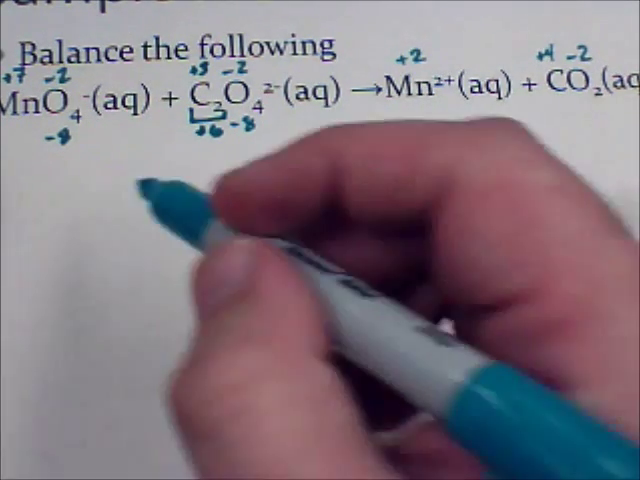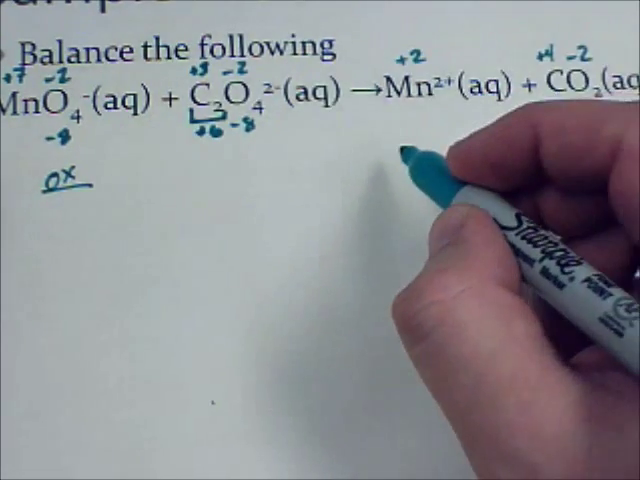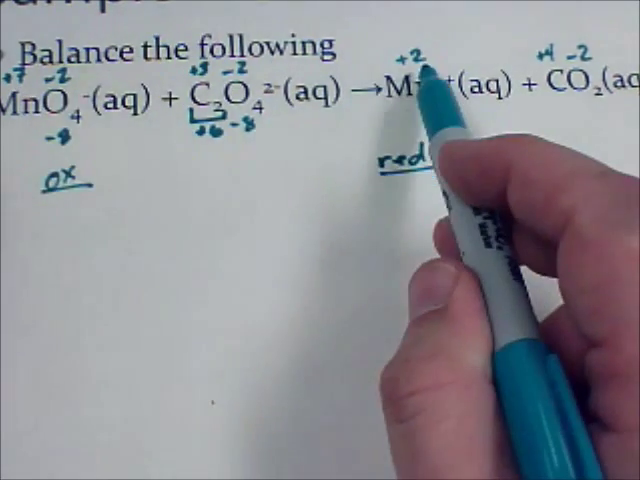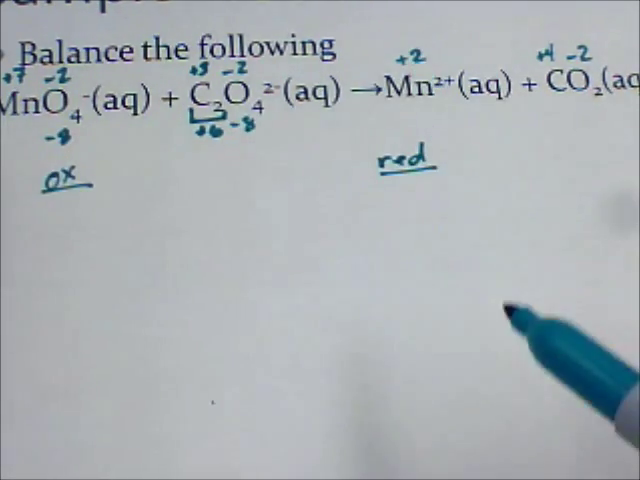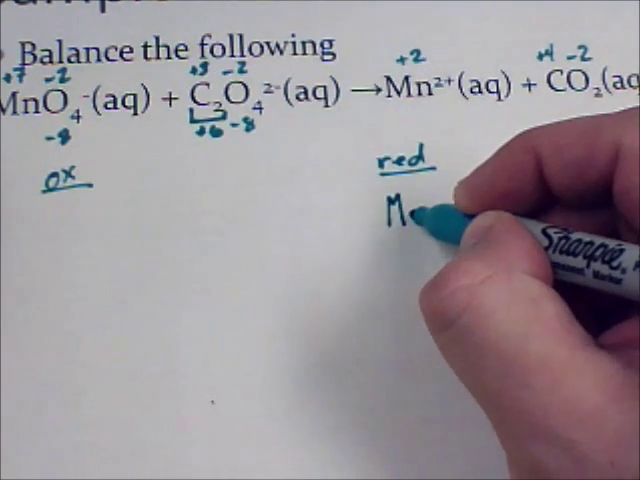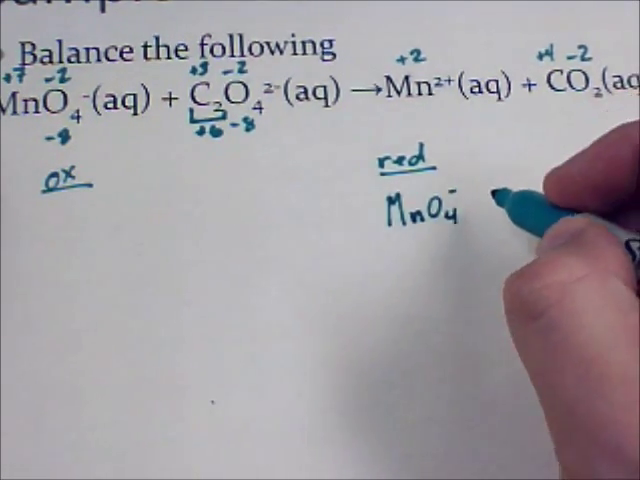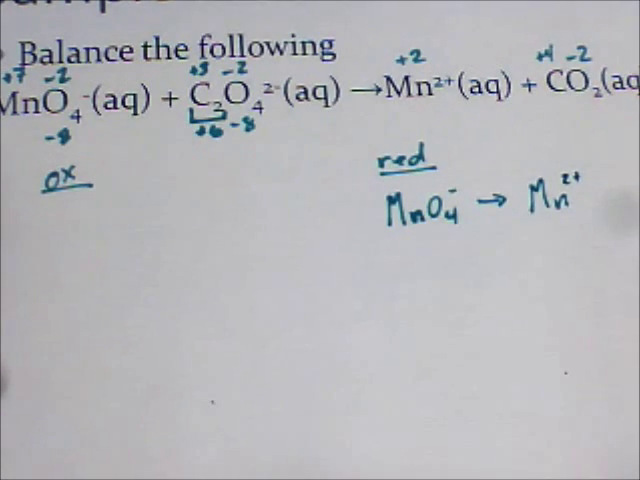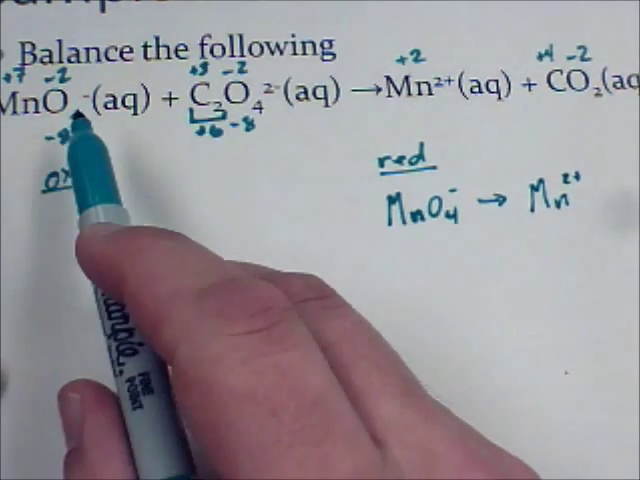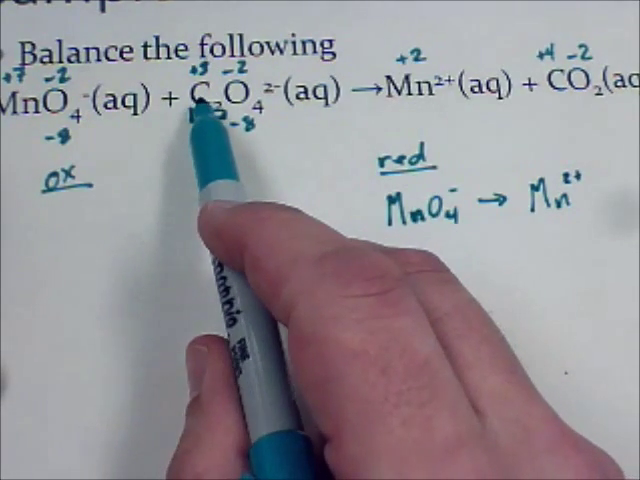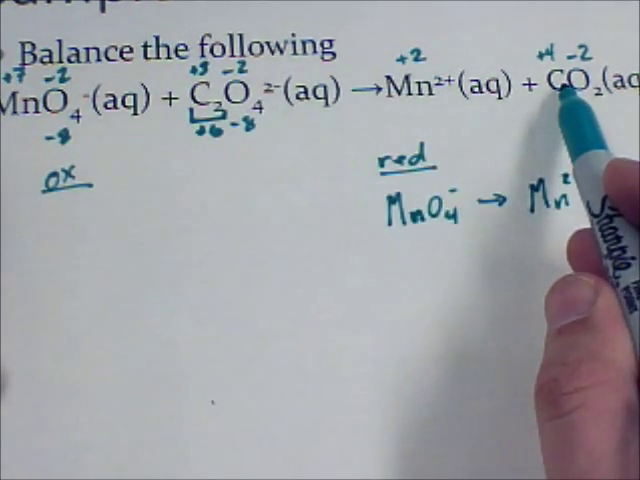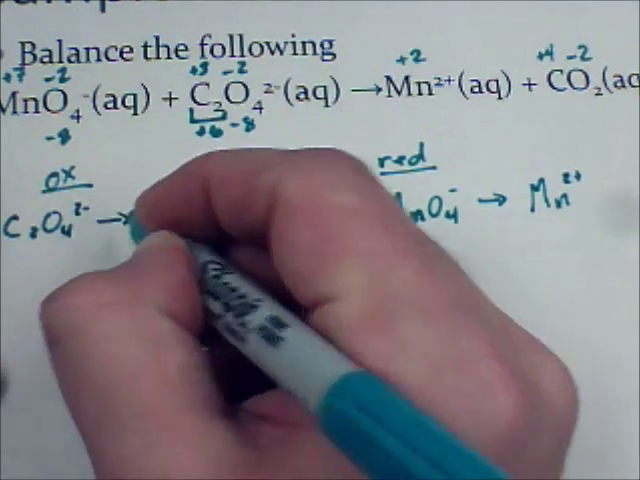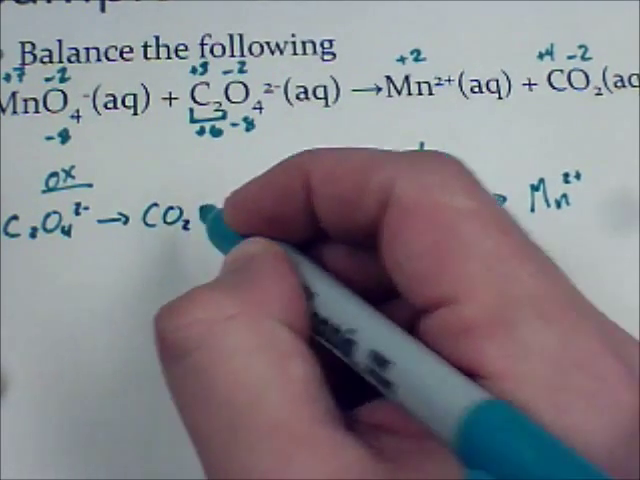So let's take a look at which is being oxidized and which is being reduced. Manganese is going from +7 to +2. The number goes down, that's being reduced. So we can write our reduction half reaction as the permanganate ion yields the manganese 2+ ion. For oxidation, the oxygen's not changing, but the carbon is going from +3 to +4. So I can write the oxalate ion is going to make carbon dioxide.